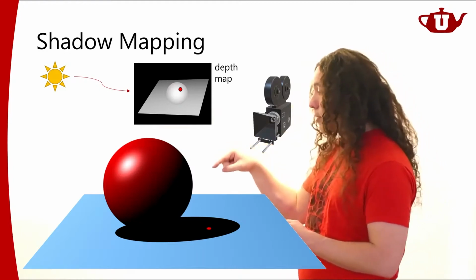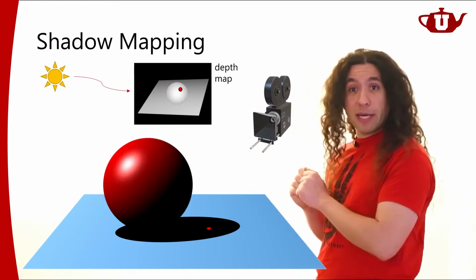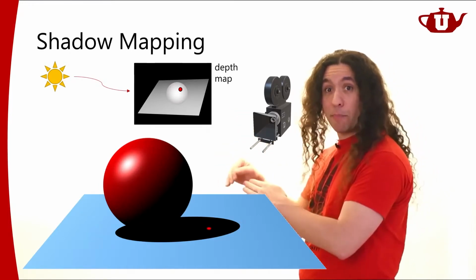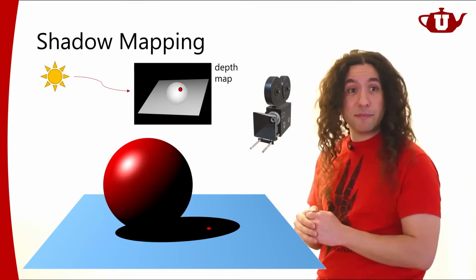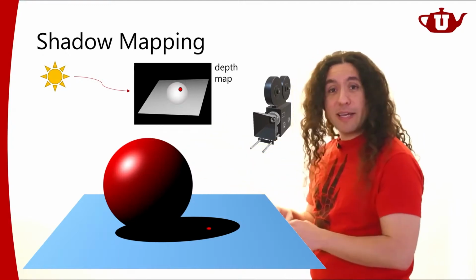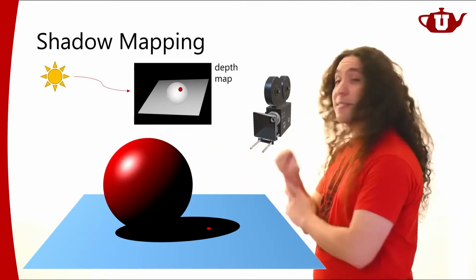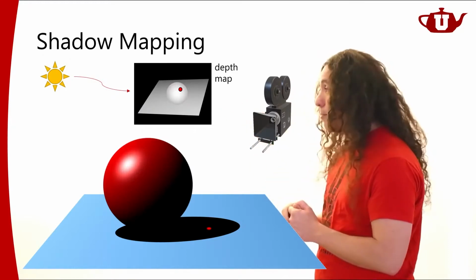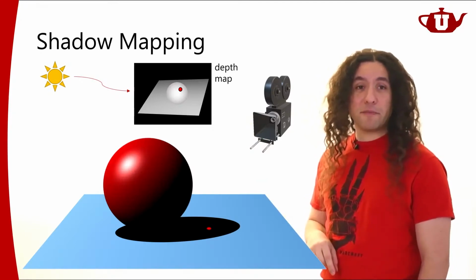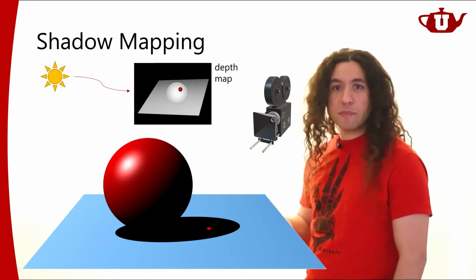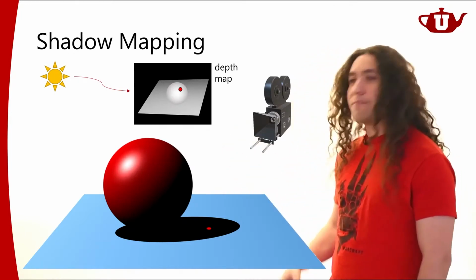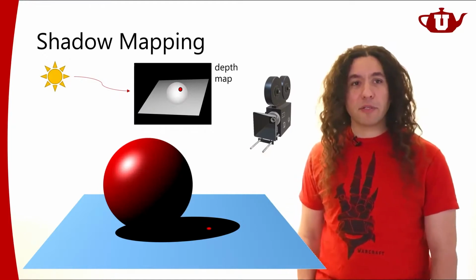Now, if the shaded point is further away from the light source than what I find on the depth map, that means it's a point that's behind something. Again, if the distance is larger than the distance I find in the depth map, that means the point is going to be in shadow. If it's close to it or the same, then I'm going to say it's not in shadow. Again, we're going to have bias related issues here that we're going to have to consider.